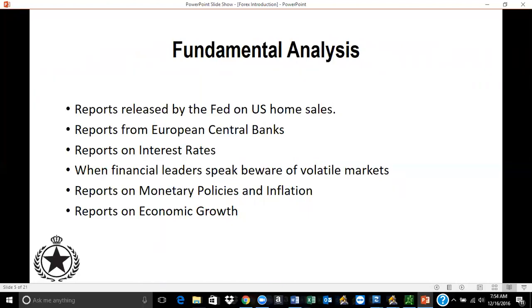All right, going in depth with fundamental analysis, we talk about reports released by the Feds on U.S. home sales, interest rates, monetary policy. If Yellen is speaking and she's speaking about something related to monetary policy, there's going to be some volatility in the market. And it's very important that traders understand all news events. When Yellen is speaking, when the federal government is releasing information, you have to know when that is, because those are the times when the market is going to be most volatile.